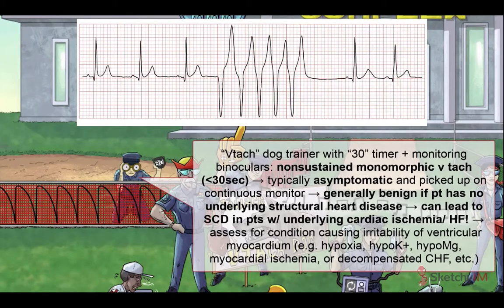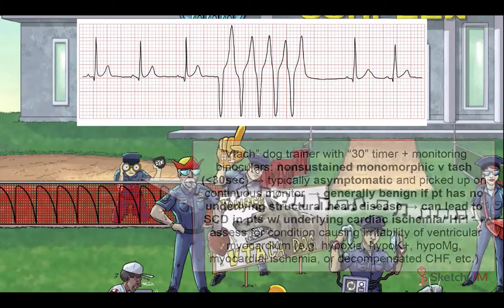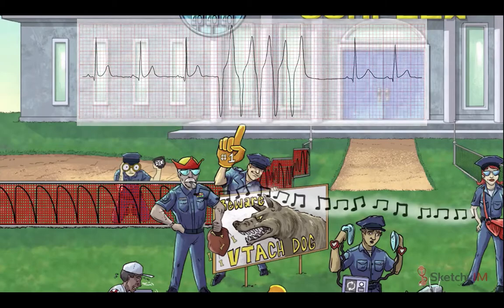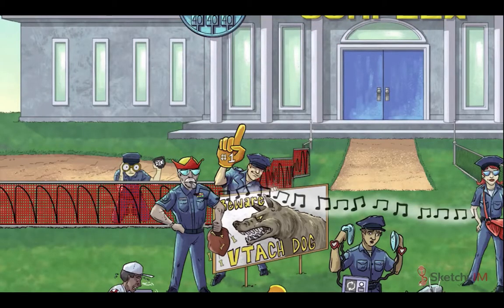NSVT is often the bane of the night float intern, as it's often picked up on telemonitors overnight in asymptomatic patients. It's tempting to ignore these and go back to more pressing issues, or go back to sleep, but they can be harbingers of doom, aka sustained VTAC. Look for underlying things that might cause irritability of the ventricular myocardium, such as hypoxia, hypokalemia, hypomagnesemia, myocardial ischemia, or decompensated CHF, to name a few.